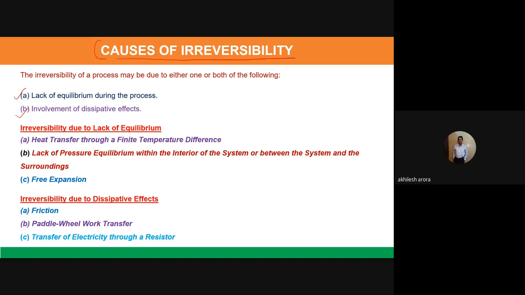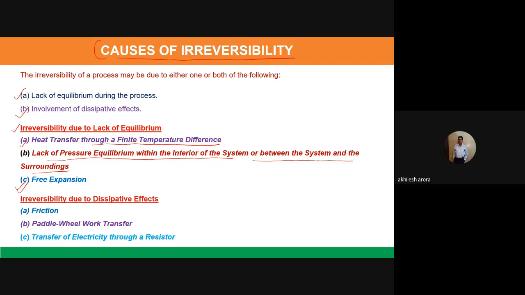So let us see the meaning of irreversibility due to lack of equilibrium. Lack of equilibrium means, for example, if there is heat transfer through a finite temperature difference, then it is a sort of irreversible process. And you know, we always require some temperature difference or temperature gradient for heat transfer to take place. And it is basically causing a process to become irreversible. Similarly, lack of pressure equilibrium within the interior of the system or between the system and the surroundings also makes a process irreversible. And if it is a free expansion process, that is also irreversible in nature.